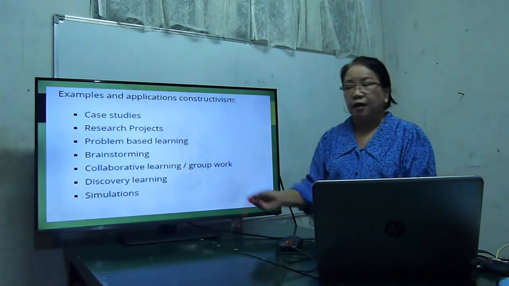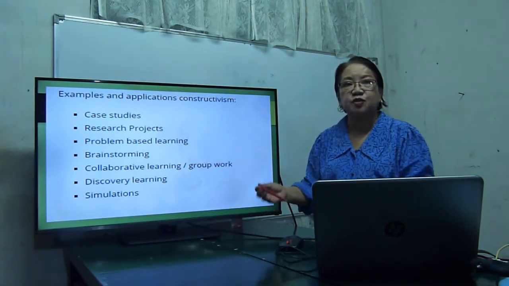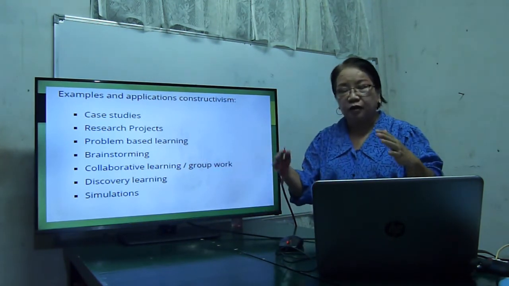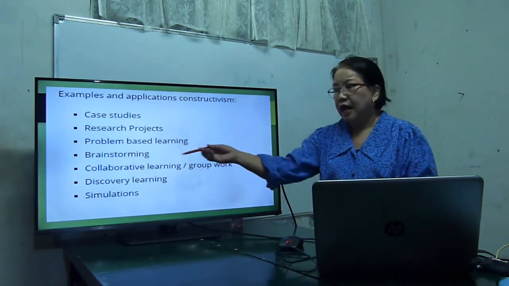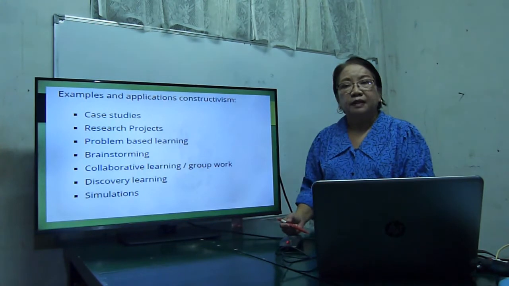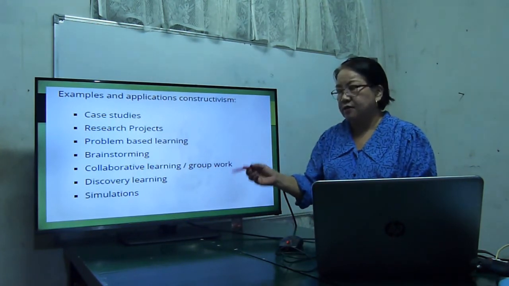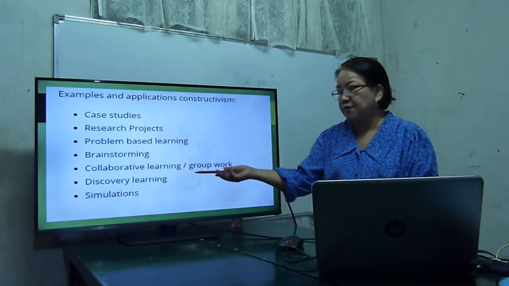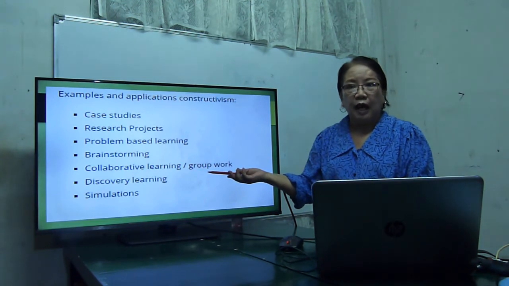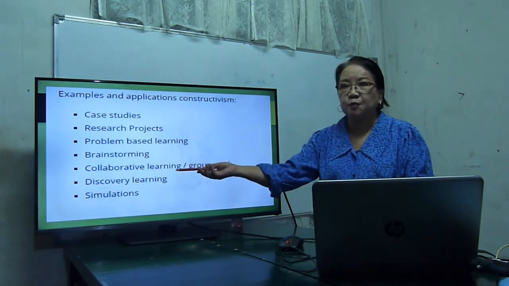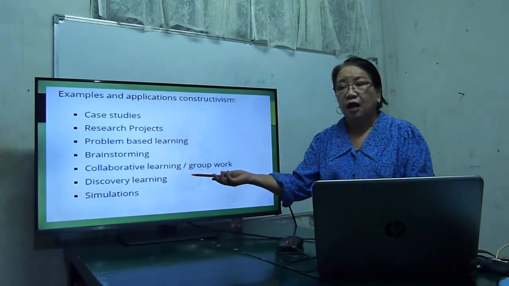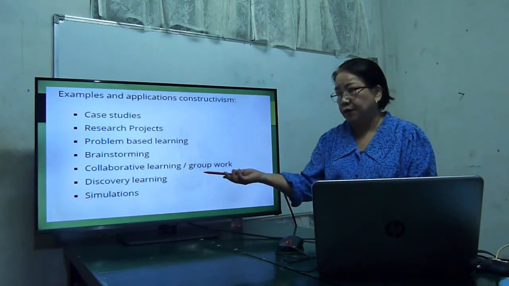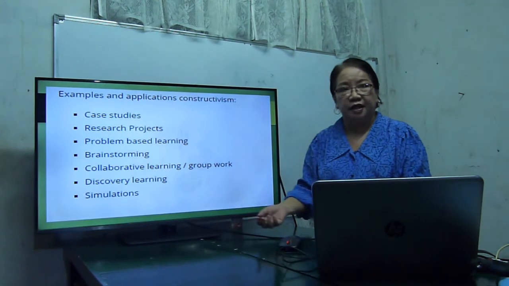Problem-based learning. Brainstorming. Brainstorming, you come together, 3, 4, 5 students, you share your ideas and discuss about some concepts, no? Okay. Collaborative learning and group work. This is very good, especially sa application ito ng Lev Vygotsky, no? Socio-cultural development theory.